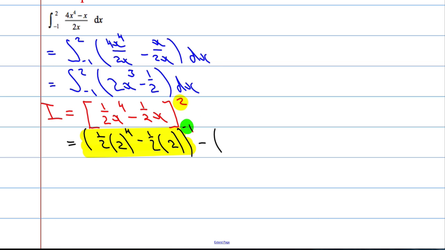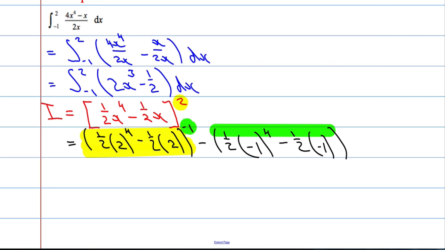So now, putting in this lower bound into the integral. So we get 1/2 times -1 to the power 4 minus 1/2 times -1, and close that off. So that was our lower bound gone in. So evaluating the integral at the lower bound, evaluating the integral at the upper bound, and subtracting. Upper bound comes first. Okay, let's tidy this up now.